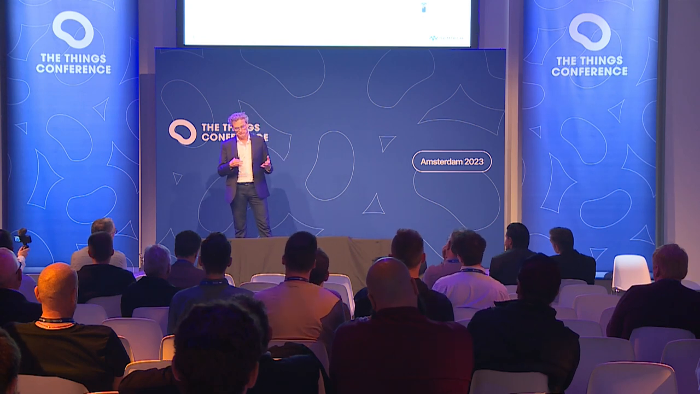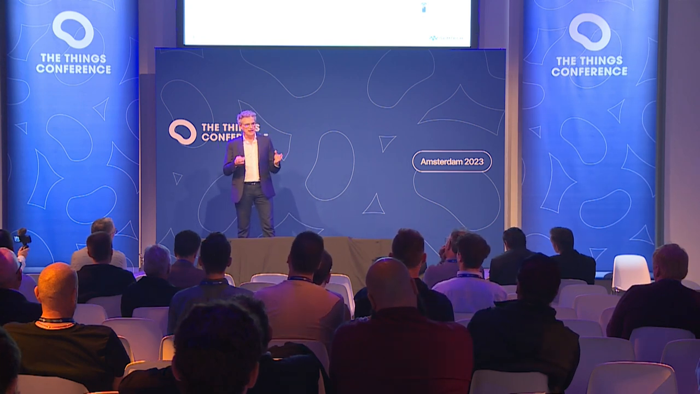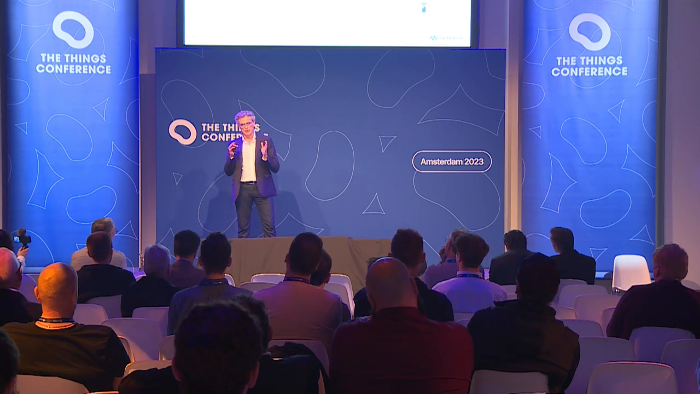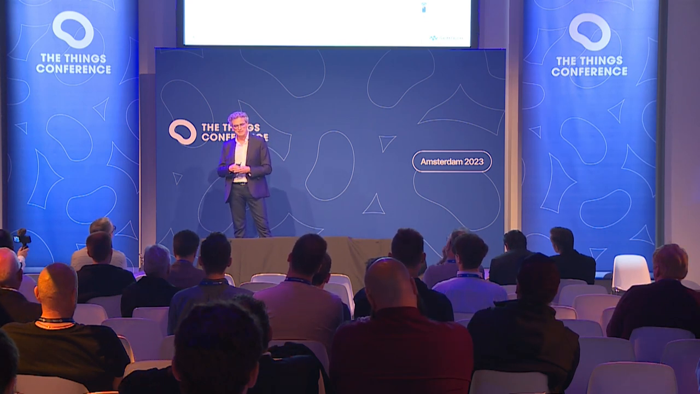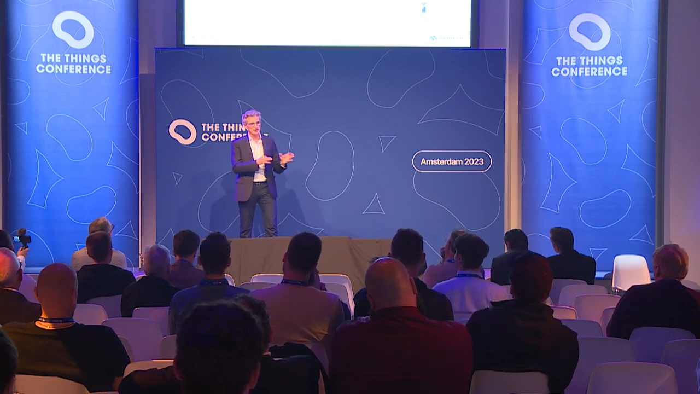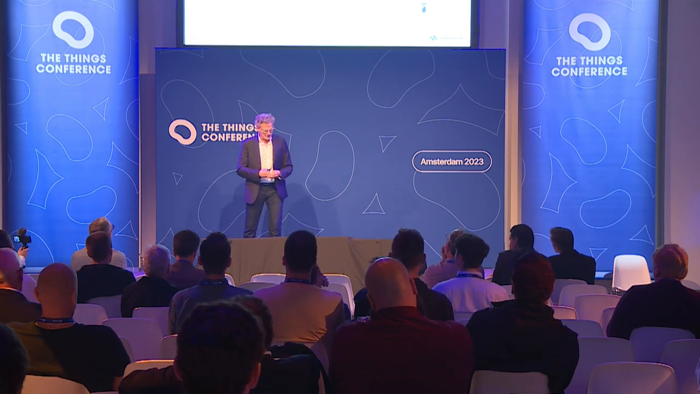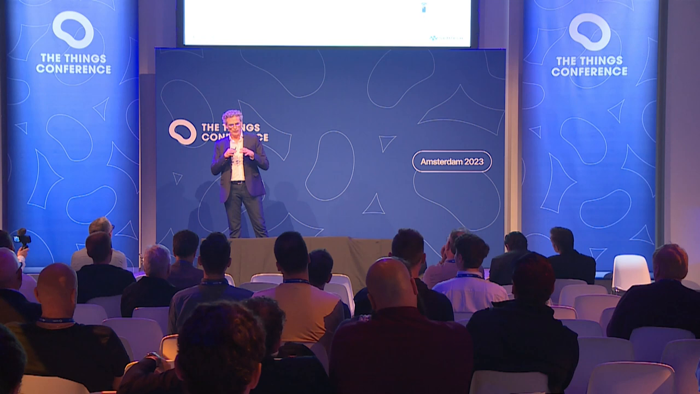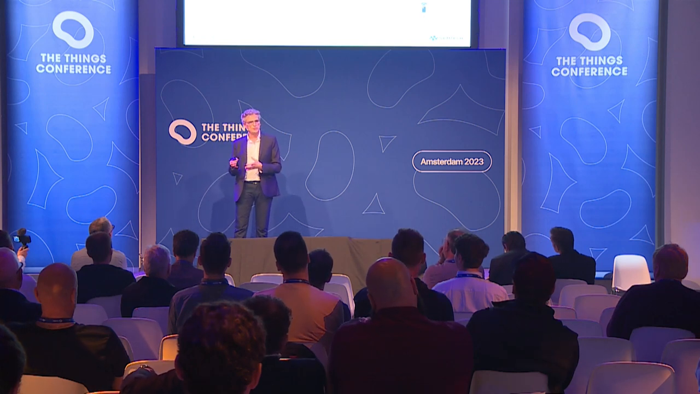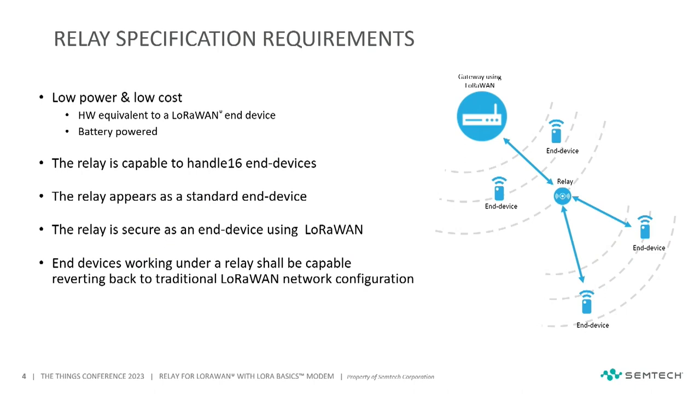Fourth one, very, very important these times: the relay must be secure as a LoRaWAN standard device. There are no concessions on the security for the relay and for the devices that the relay will manage. And last but not least, the end device that is managed through a relay could be reversible to the behavior of a standard LoRaWAN class A or class B device when there is no need to be managed by a relay, for instance.